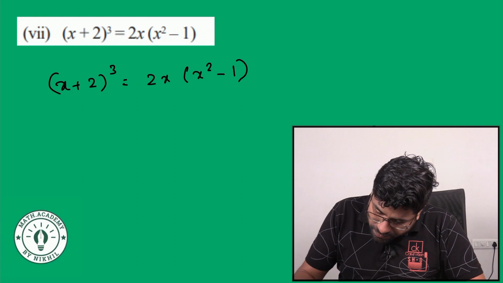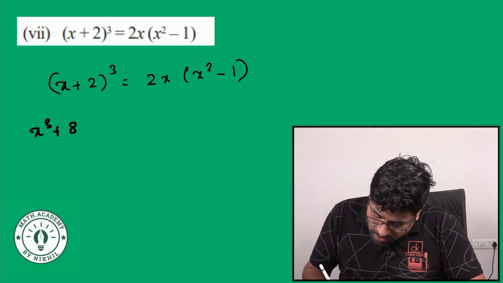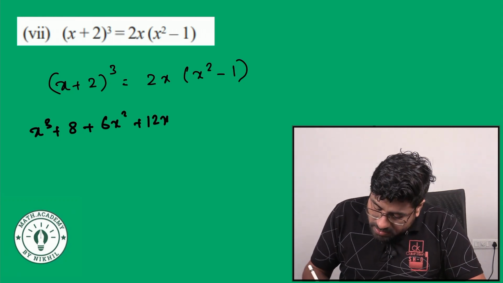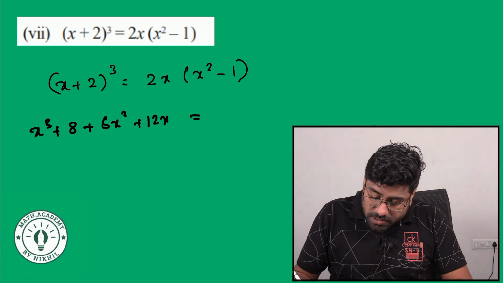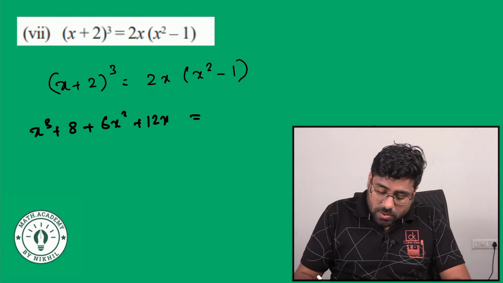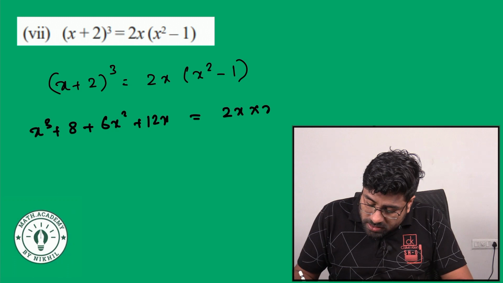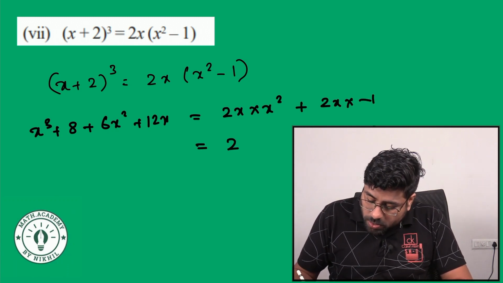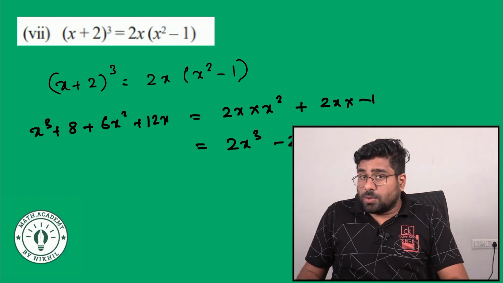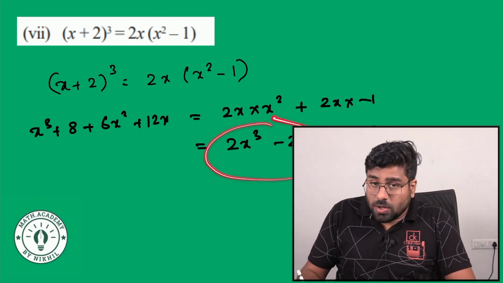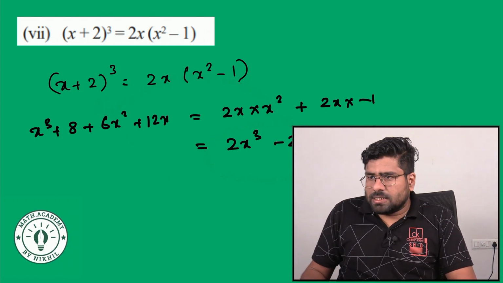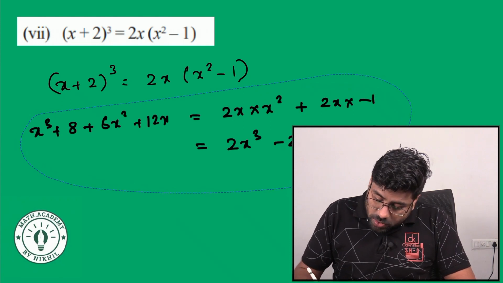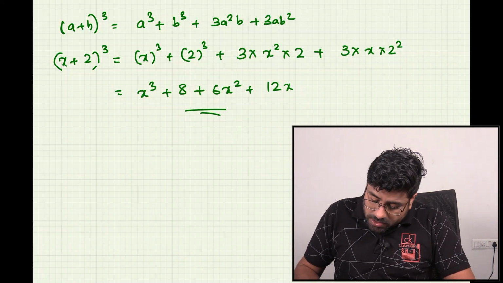This is going to be x cube plus 8 plus 6x square plus 12x is equal to, now let's do the multiplication. Multiplication is going to be 2x into x square. So both are positive, so it is going to be 2x into x square plus 2x into minus 1, which is equal to 2x cube minus 2x. This is going to be the expression. Now we can bring everything on my RHS to my LHS. Now let's simplify that also, dear students.